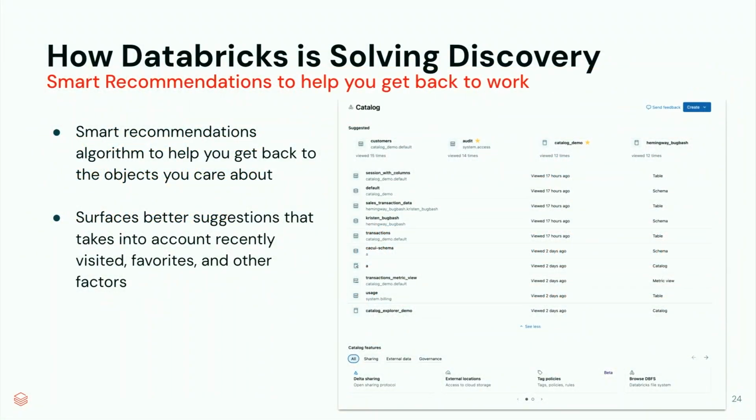The smart recommendation system is designed to streamline your workflow, either by helping you to return quickly to the data you care about or recently been working on, or surfacing relevant assets based on things that you might find useful. It uses signals like recents, favorites, and usage patterns to generate personalized suggestions. Think of it as picking up where you left off, without having to dig through complex technical hierarchies.